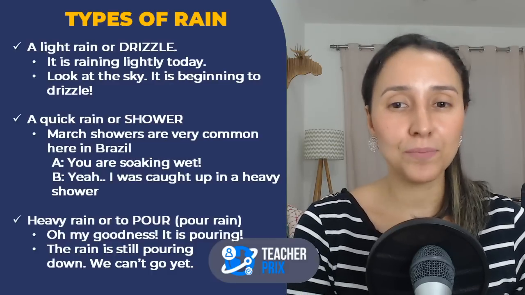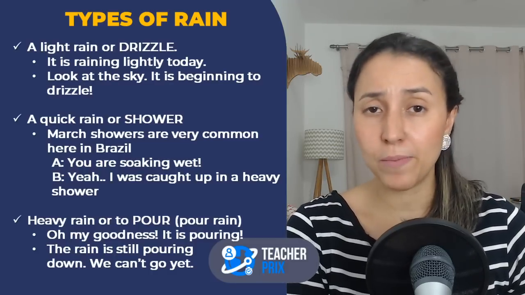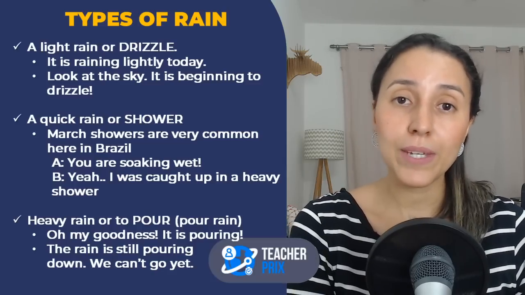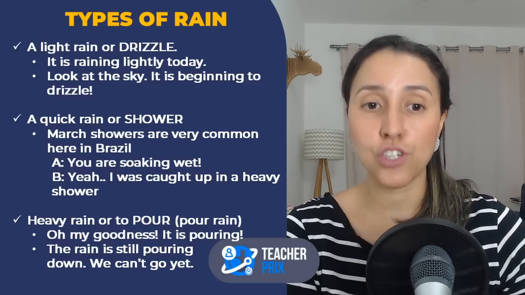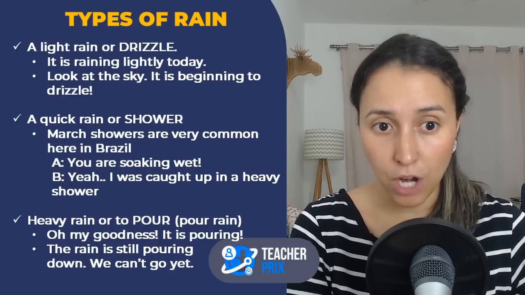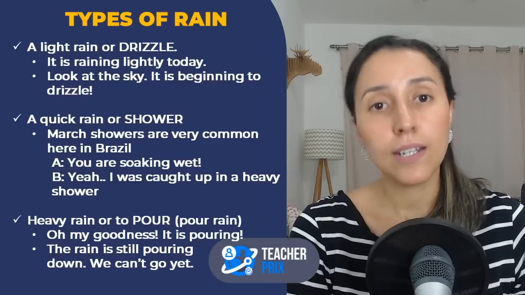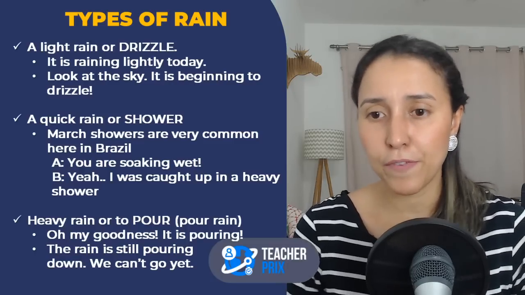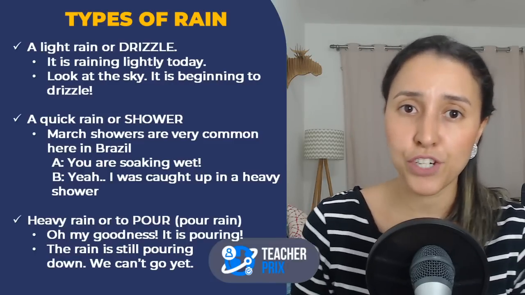So in Brazil, well, right now I don't know because it's been raining every day now. I don't know what's happening. But usually we have a lot of March showers. So March, the month of the year, January, February, March. March showers are very common here in Brazil. How about you? Is there a specific month of the year when you get a lot of showers?